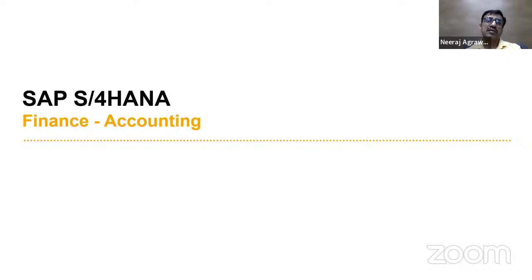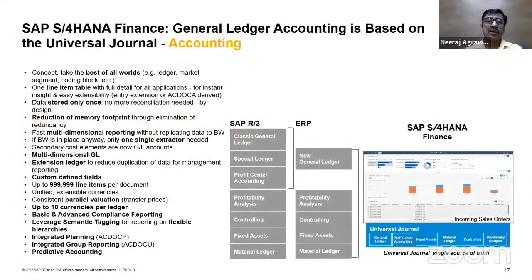So let's start with the GL, or the accounting part. Why did we bring the universal journal? The motto behind bringing the universal journal is to take the best of all worlds, right? Because there were different dimensions, different things on which we used to look at things. So we brought in multiple ledgers, different segments, coding blocks, and different things.